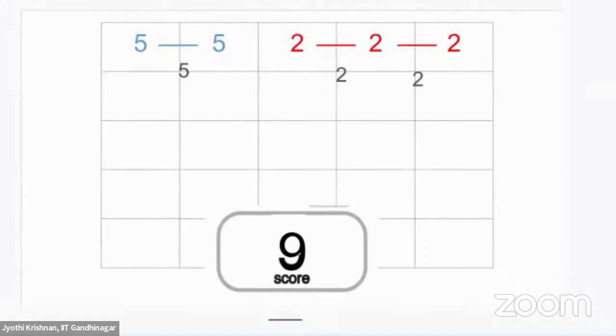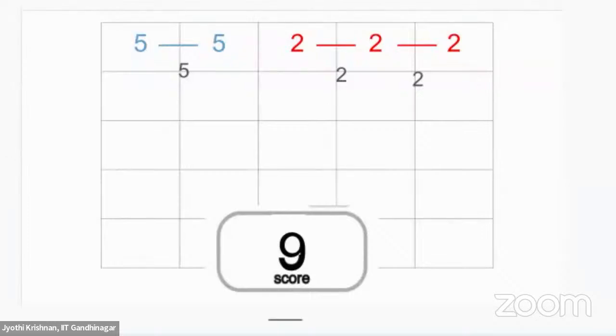So the way you get a score of 9 is because there are 2 red lines worth 2 points each. So 2 plus 2, 4. And 1 blue line, which is worth 5 points. So 5 plus 4 is 9. Okay. Can somebody tell me if it's still not making any sense? We will do it a few times, so hopefully it will become clearer. But yeah, of course, you're welcome to ask.